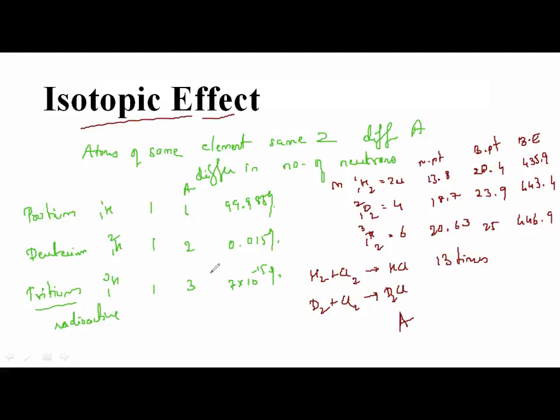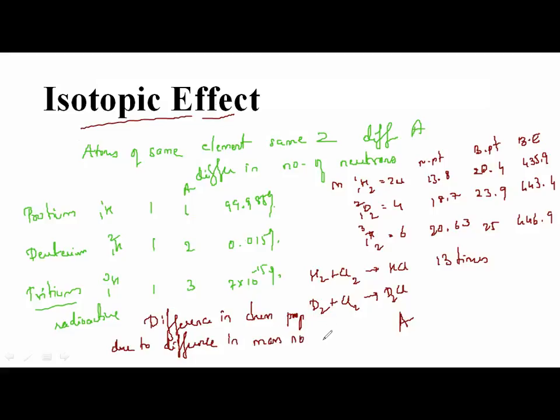So what do we mean by isotopic effect? Difference in chemical properties due to difference in what? Mass number.